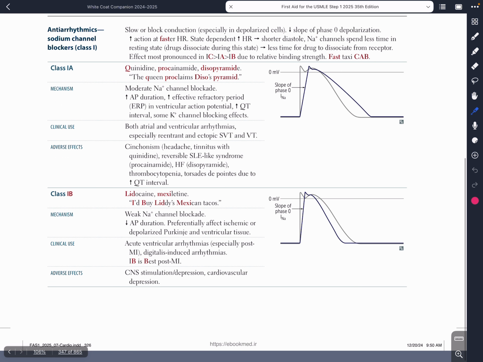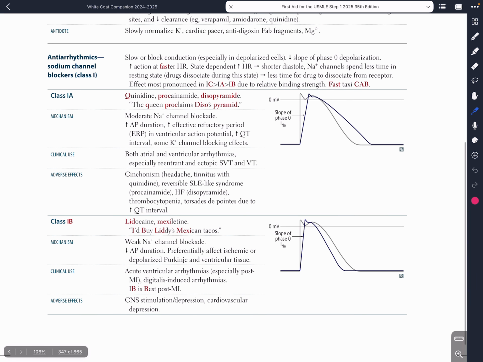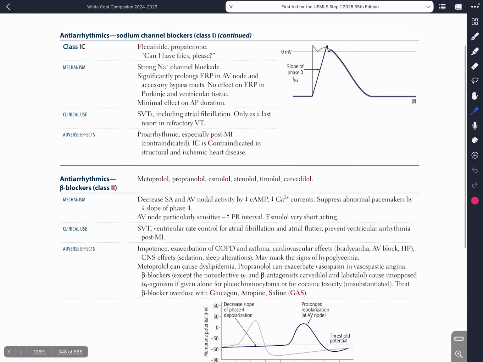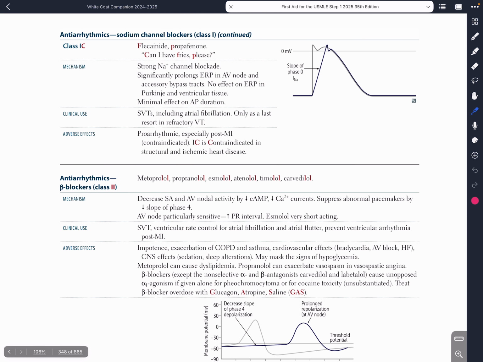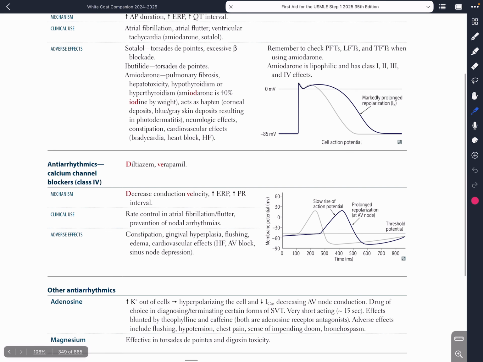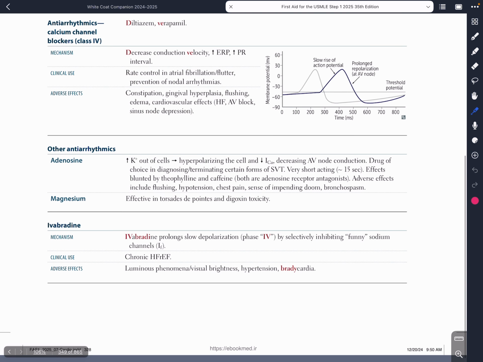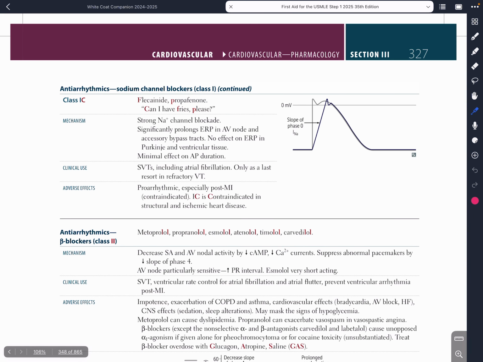What are antiarrhythmics? Antiarrhythmics are divided into main classes: class 1A, class 1B, class 1C, class 2, which is beta blockers, class 3, class 4, and other antiarrhythmics. Others are not divided into any specific classes, and they are preferably newer drugs.